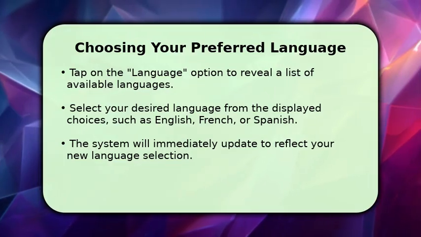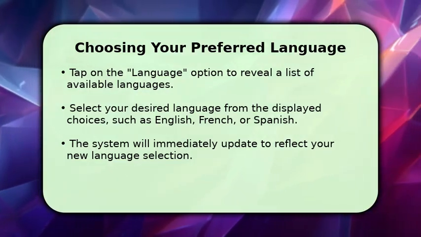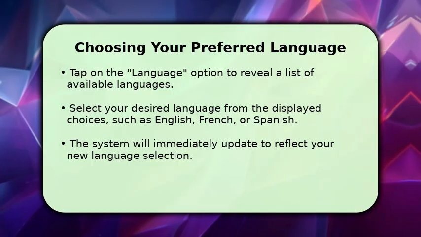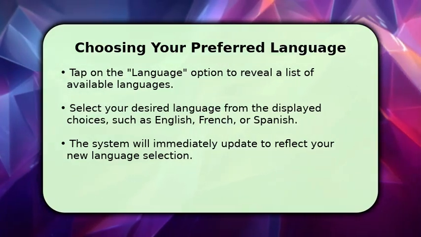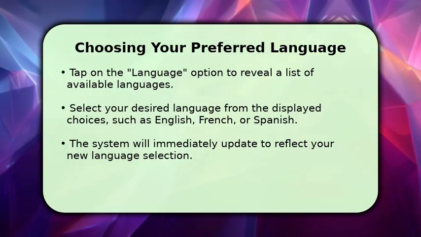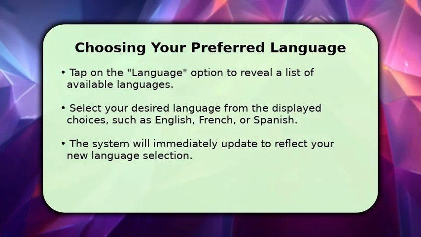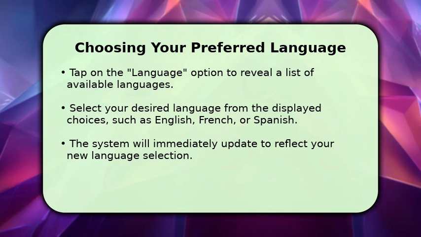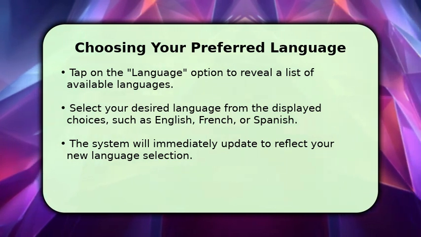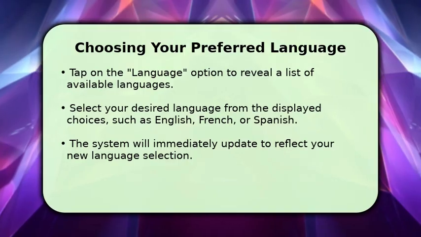After selecting the language option, a list of available languages will appear on your screen. You can then simply tap on your preferred language from the displayed choices. Common options include English, French, and Spanish. The infotainment system will update almost immediately to reflect your new language selection, making navigation much easier.